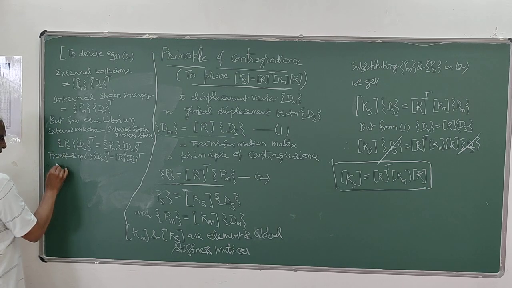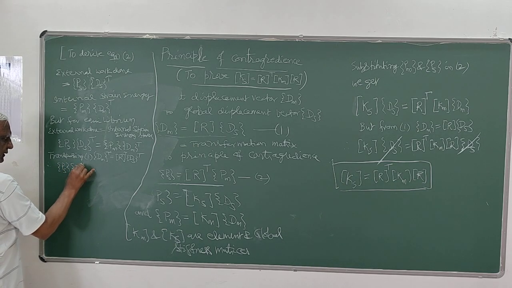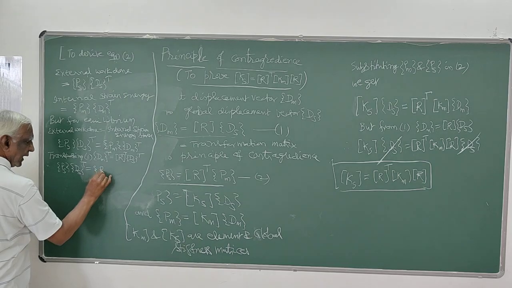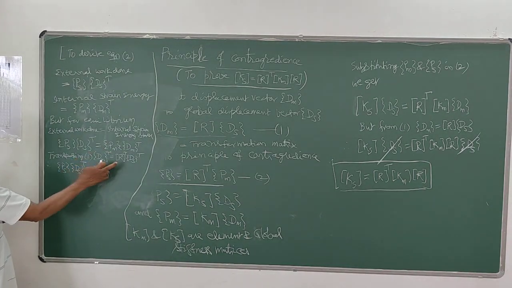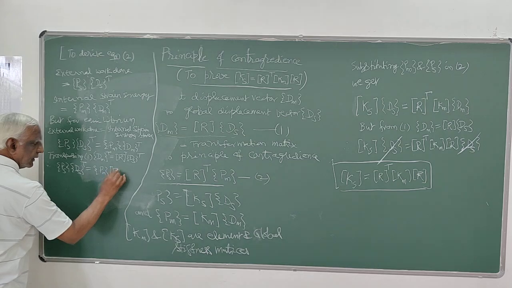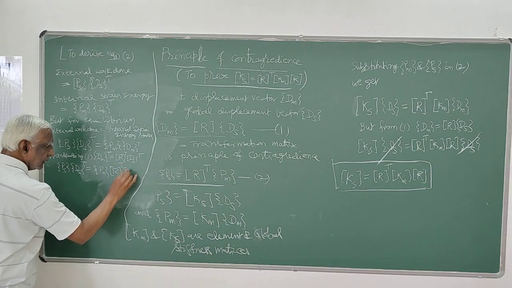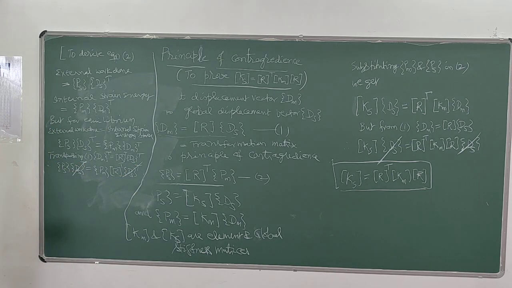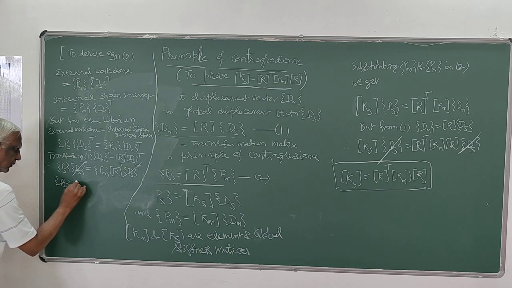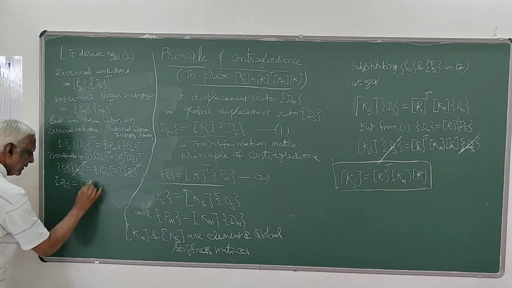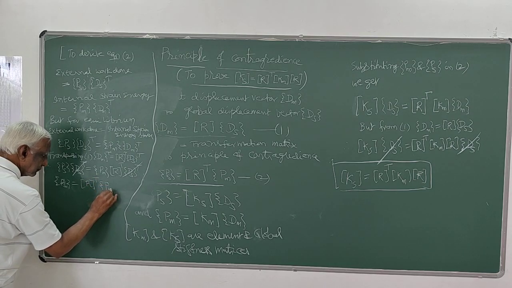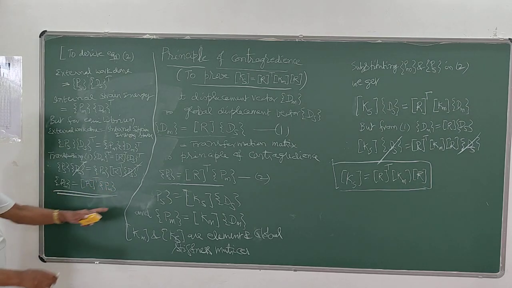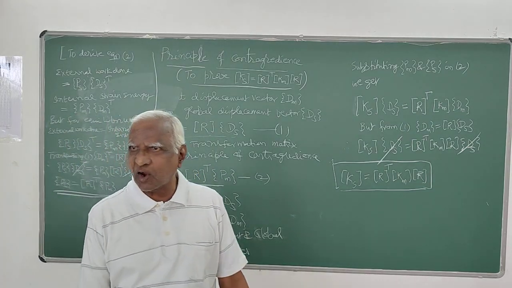Therefore, we get ES dST is equal to EM. Instead of DMT, I write this RT dST. This is the answer. I will get ES is equal to RT EM. This is what the principle of contragredience is.